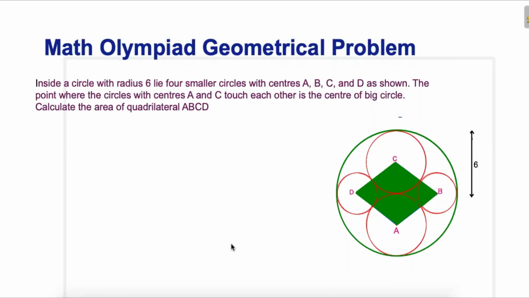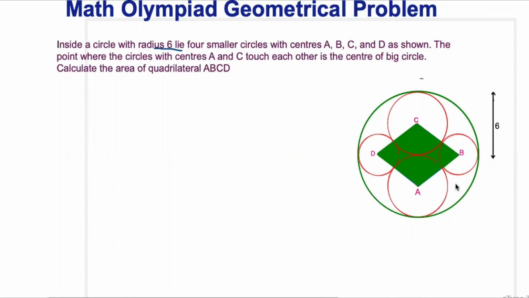Let's start the problem. The question is that inside a circle with radius 6 lie four smaller circles with centers A, B, C, and D. As shown, the point where the circles with centers A and C touch each other is the center of the big circle. Calculate the area of quadrilateral ABCD.